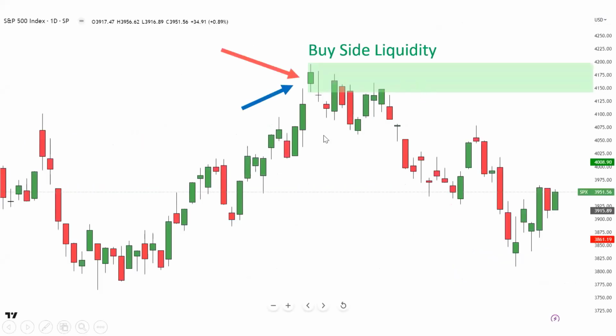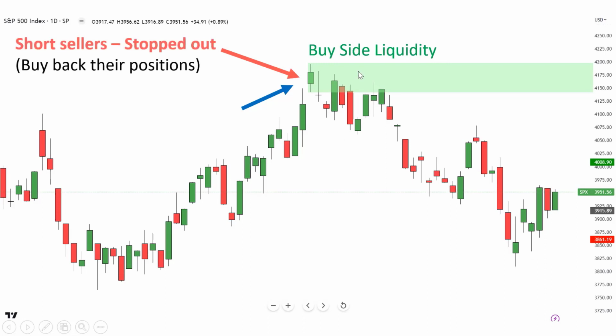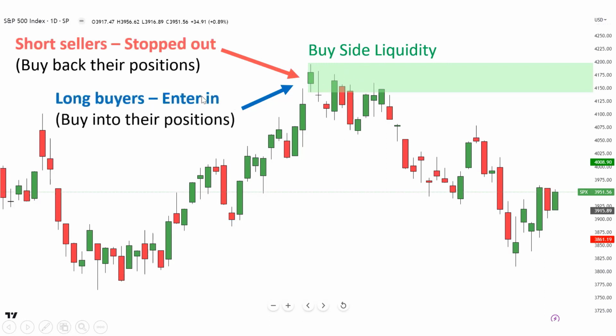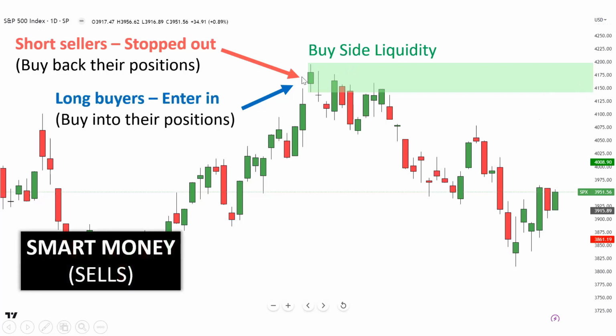So here is the chart again. The buy side liquidity has formed. The short sellers have been stopped out because they had to buy back their positions. The long buyers enter into their positions, and smart money comes and they sell into these positions, and it brings the market down. Okay. We say buy side liquidity has been swept.